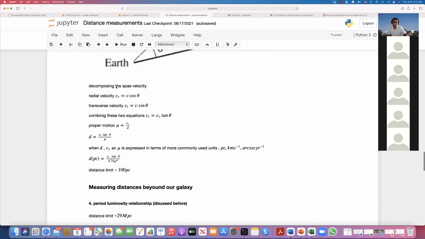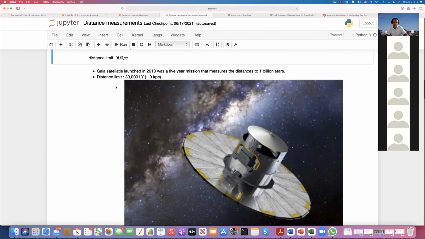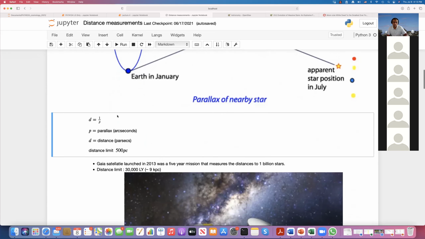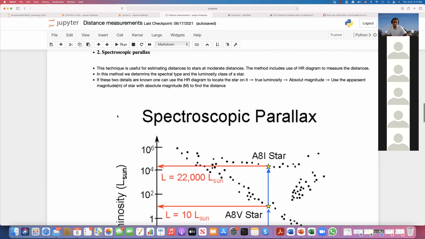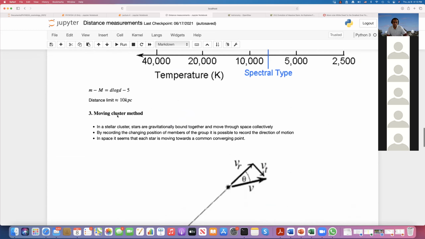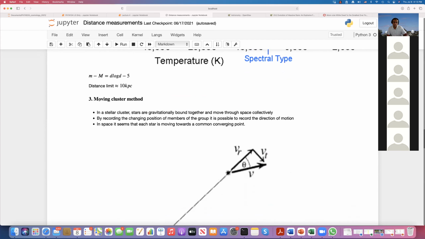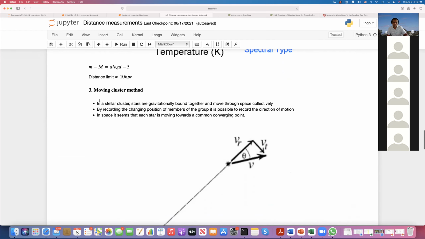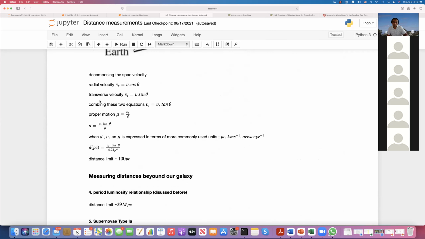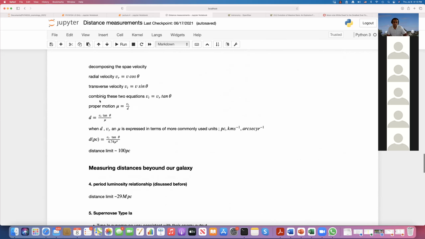Right now, basically, I want you to remember the parallax method. That is the most basic method, and it is very important, and we have discussed that. Also, you can read about this spectroscopic parallax method, and if time permits, I will give you more details. You don't need to worry about the moving cluster method, I am not going to discuss it with you. But I will be discussing some of these things separately with special degree students.